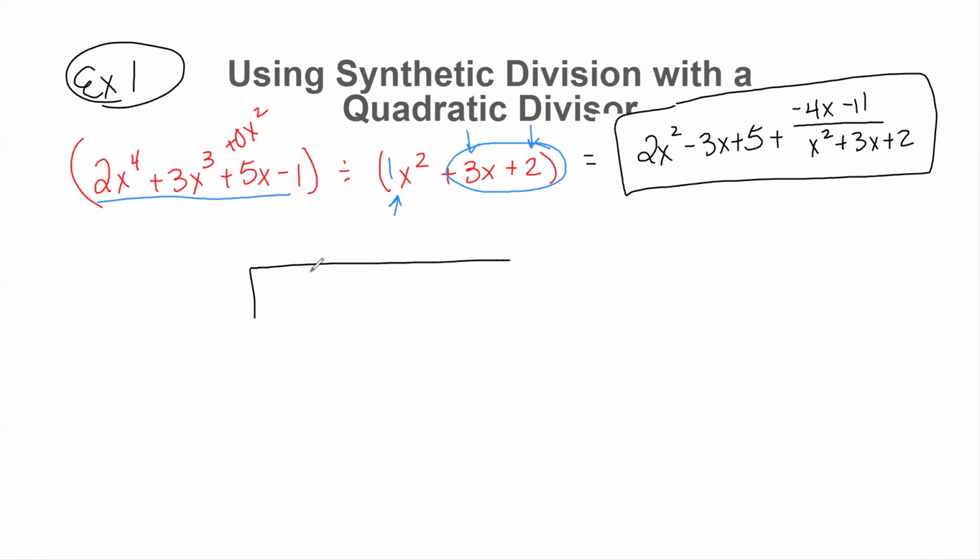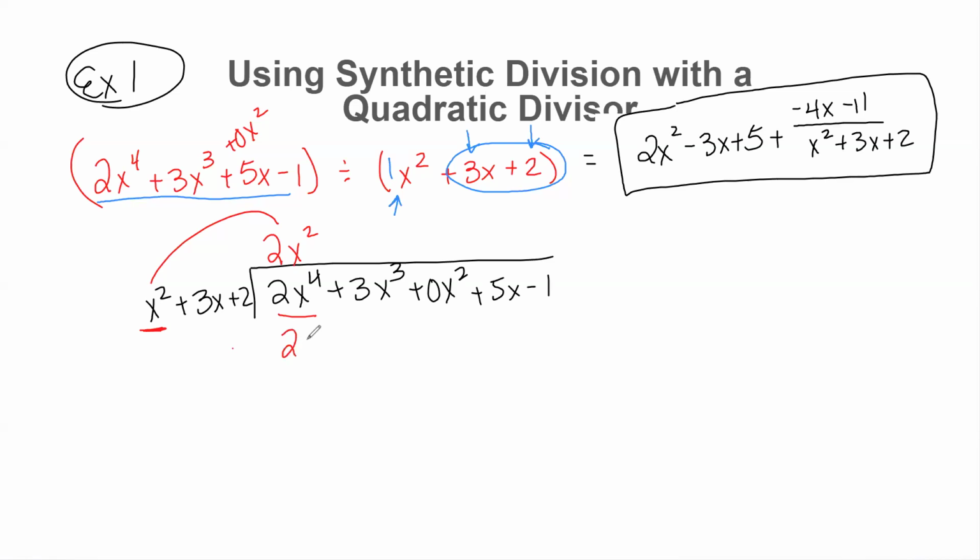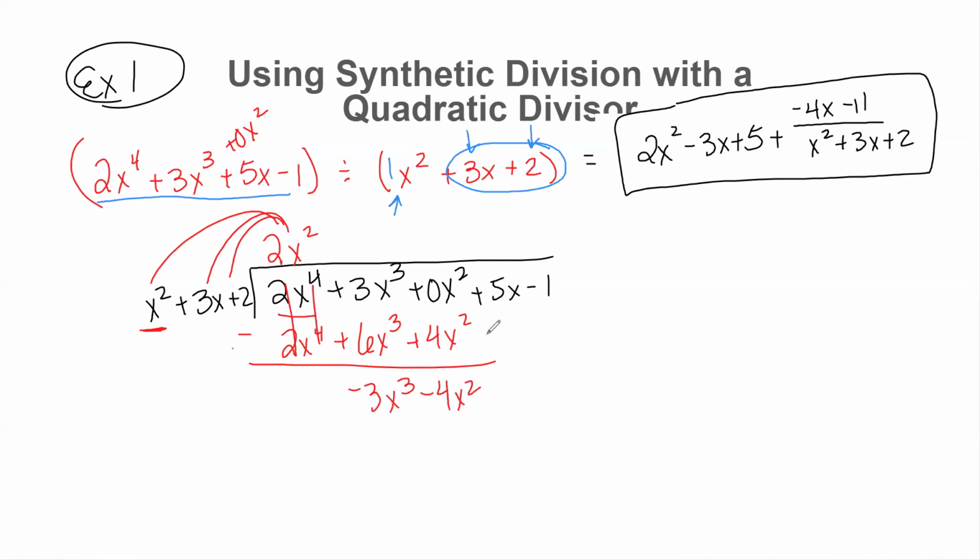So using long to check, we still need to make sure we put in that 0 placeholder. All right. We need what times x squared would be 2x to the 4th. Well, he would need a 2 and 2 more x's. That is 2x to the 4th, 6x cubed, 4x squared. Subtract, cancel, 3 minus 6, negative 3, 0 minus 4, and drop down.